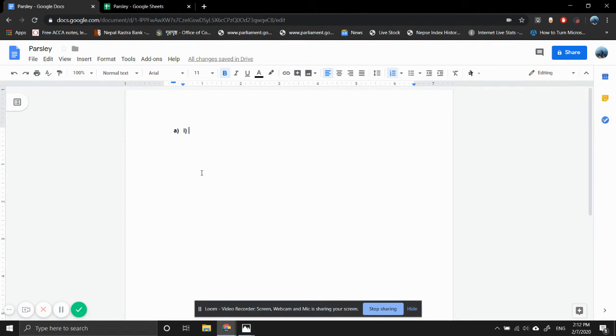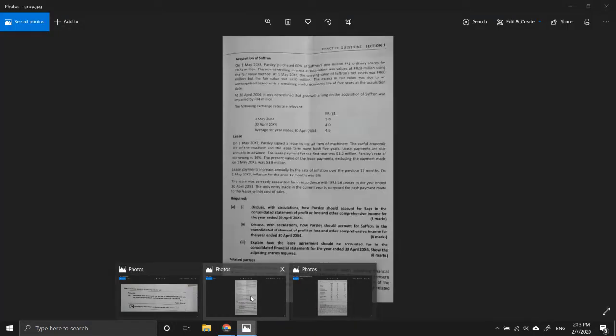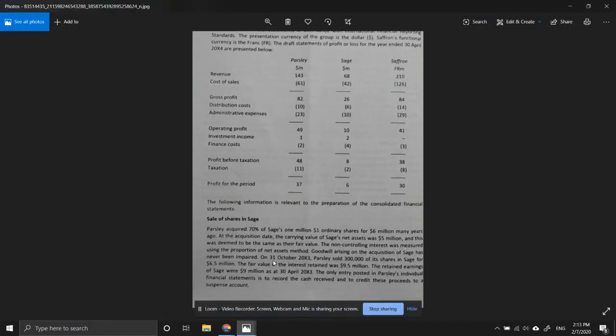So first thing, the company's name is Sales. What has happened is that Parsley has lost control. When did it sell? On 31st October. So its year ending is April, right? So that means May, June, July, August, September, October, 6 months, exactly 6 months.